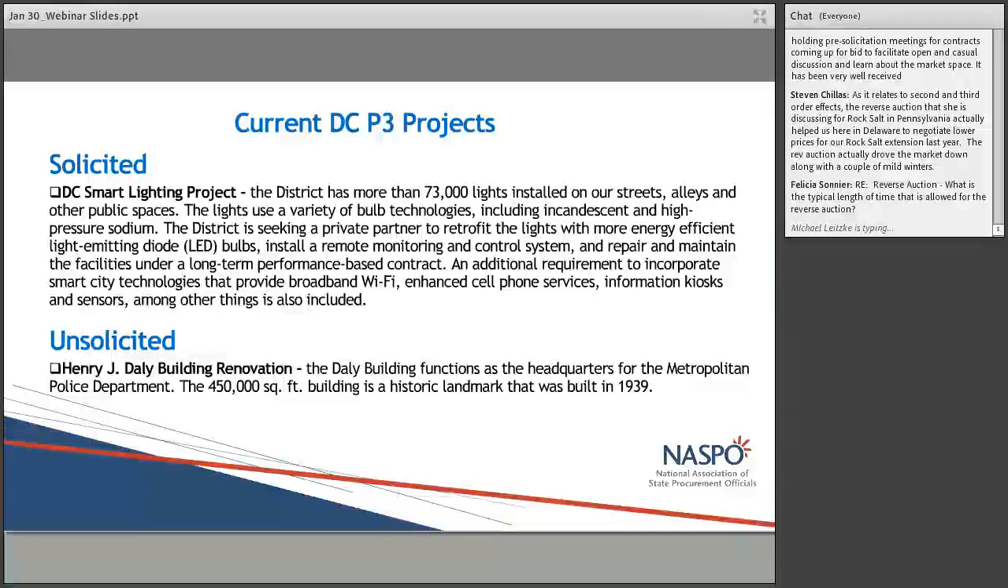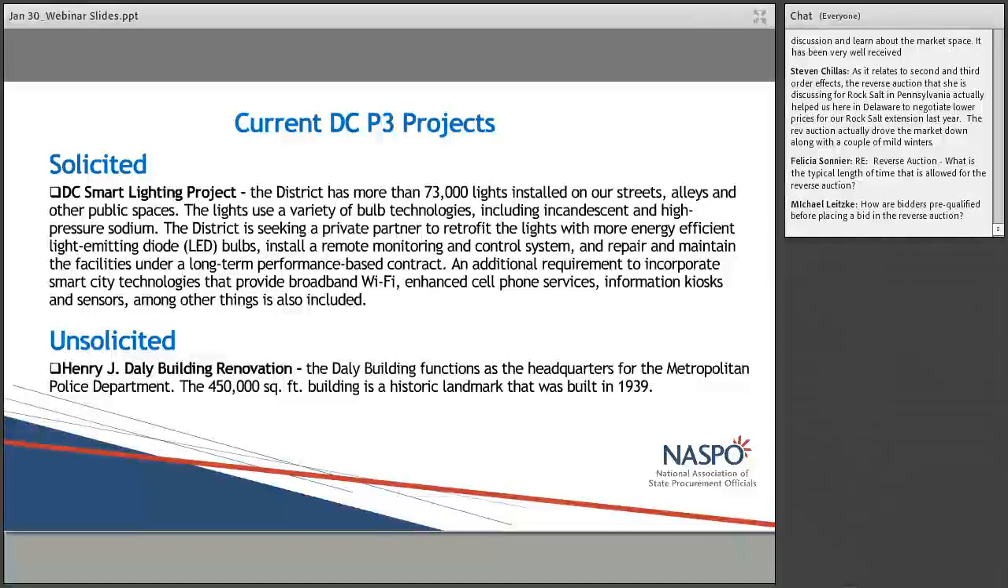Great. Thank you, Jenny. So this is a good segue into some feedback we got from the audience. So I'll just read what we received from Stephen. Stephen says, as it relates to the second and third order effects, the reverse auction that Jenny is discussing for rock salt in Pennsylvania actually helped us here in Delaware to negotiate lower prices for our rock salt extension last year. The reverse auction actually drove the market down along with a couple of mild winters. So how about that? Thank you, Stephen.